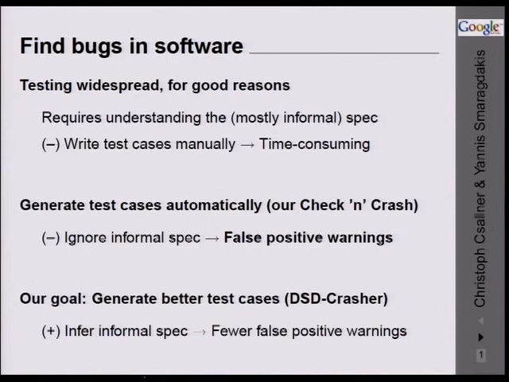For the second problem, there are some approaches to deal with it. For example, our Check 'n' Crash tool, which is an automatic test case generator. It will take away the second part, writing your test cases manually, and it will generate those test cases for you. But of course, what the test case generator cannot do is go and read your design doc and your email and go into your head and find out what the software is supposed to do. So that's still a very big problem in software testing, and we are trying to attack that problem with DSD-Crasher.